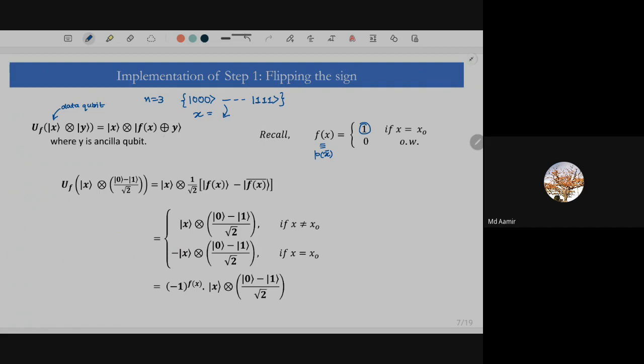So f of x plus y, and this one is again a simple XOR function. This is a simple XOR function. So we'll take the ancilla qubit as (0 - 1)/√2, which is also known as the minus state. So this is the implementation part now.